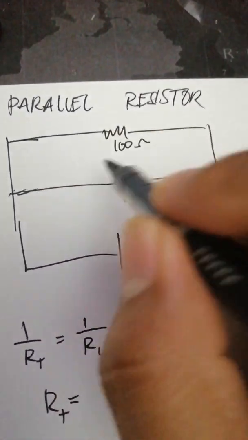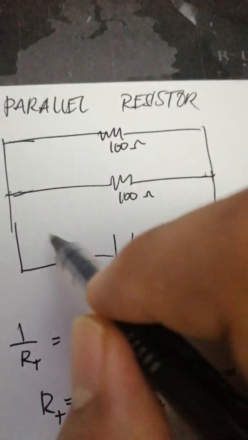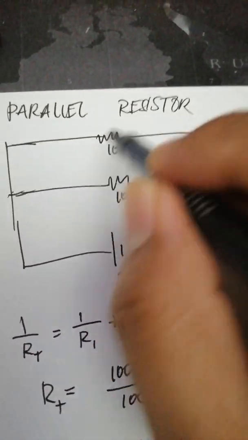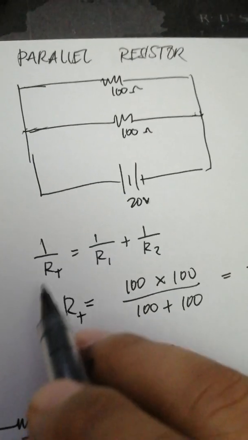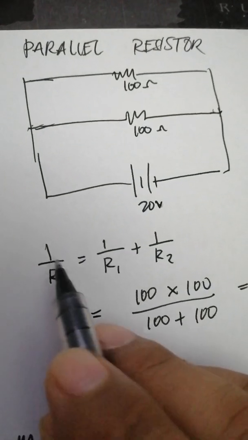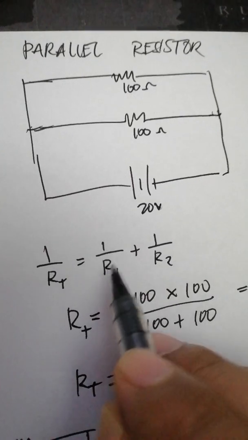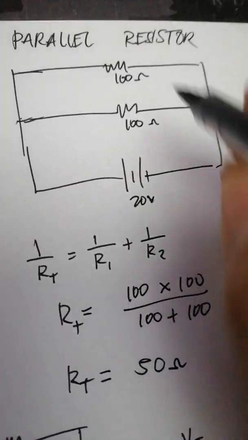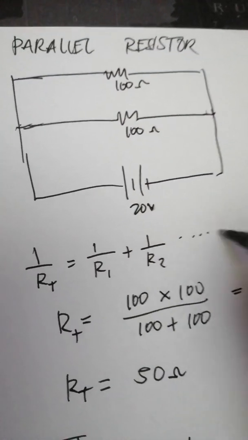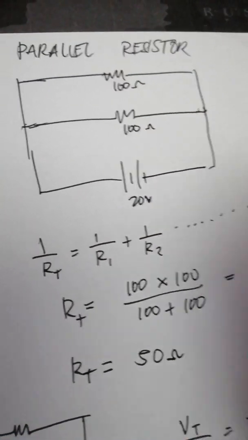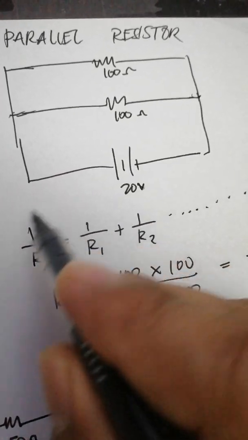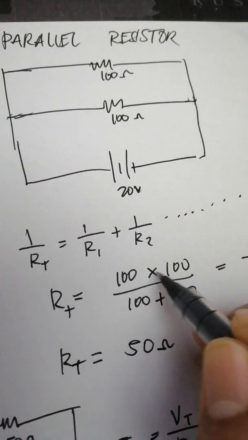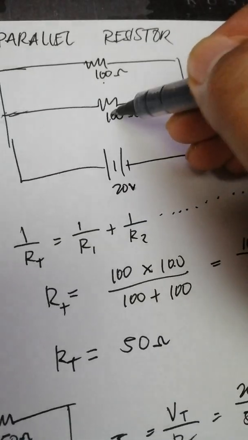So before we can get the total current, we still need to get the total resistance of these two parallel resistors. And the formula for that is here: 1 divided by R total is equal to 1 divided by R1 plus 1 divided by R2, and so on. If there are multiple resistors, you can just add them in here. And now if we simplify this formula, we come up with this one. R total is equal to 100 times 100, because they are the same, 100 and 100.